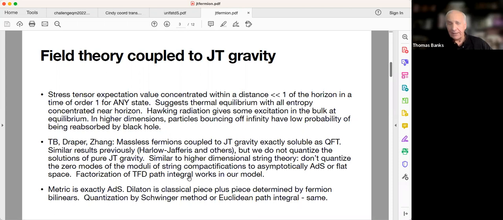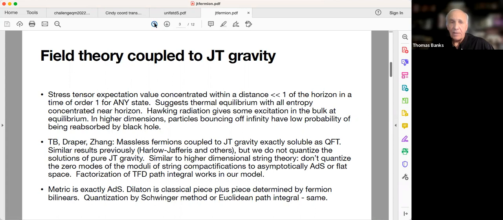Another way to quantize the model is to do Euclidean path integrals. That's, of course, much more familiar in modern times. And when you do the Euclidean path integrals, again, we do them only using the Euclidean geometries that lead to a factorized thermofield double. And when you do that, you find that the AdS2 geometry is fixed equal to AdS2 by the integral over the dilaton field, the fluctuating part of the dilaton field. And you again find an exact solution which coincides, once you take care of an important renormalization, with the results we got from doing Schwinger's method.